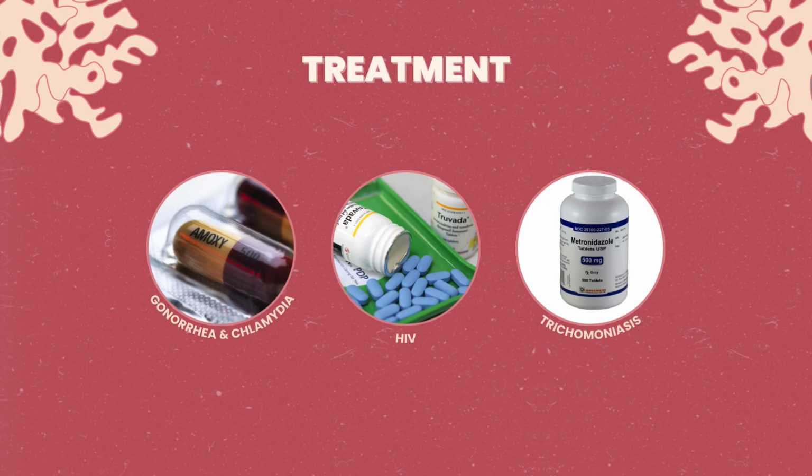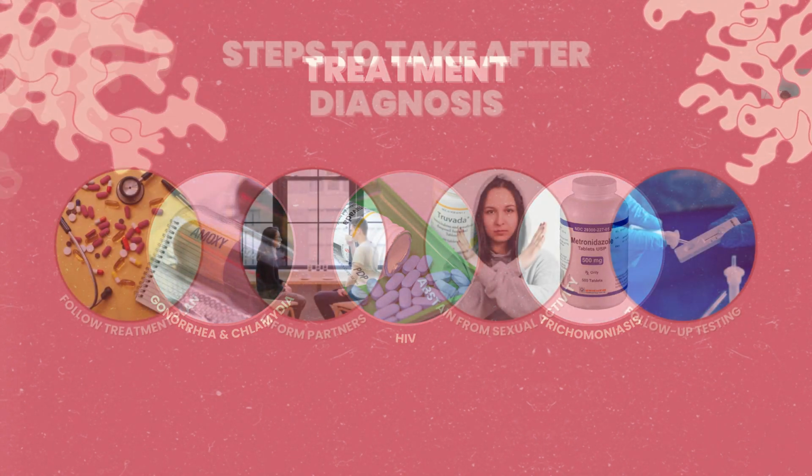Trichomoniasis treatment typically includes antibiotics like metronidazole or tinidazole to cure the infection effectively. It is essential for sexual partners to be treated simultaneously to prevent reinfection.